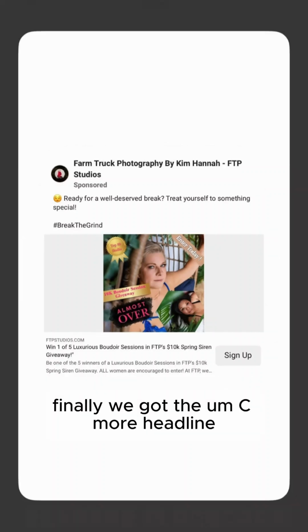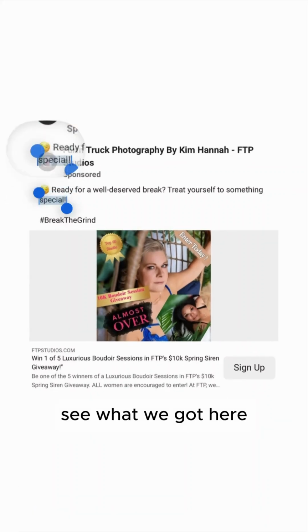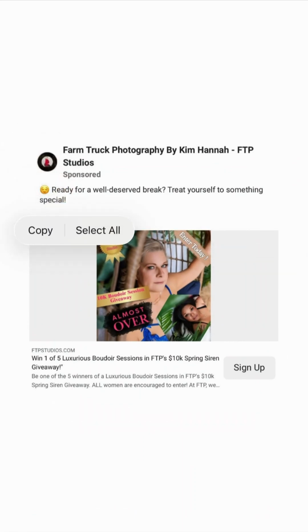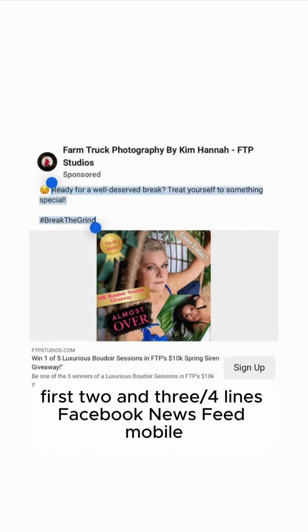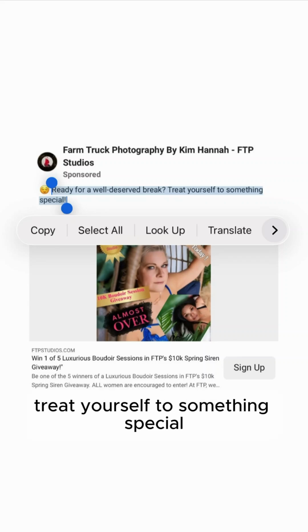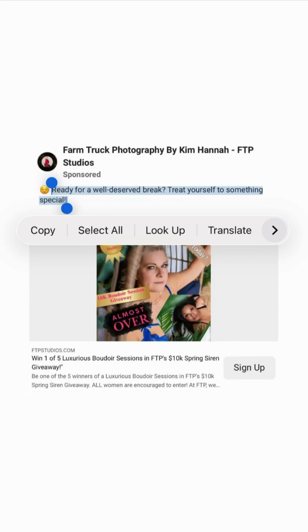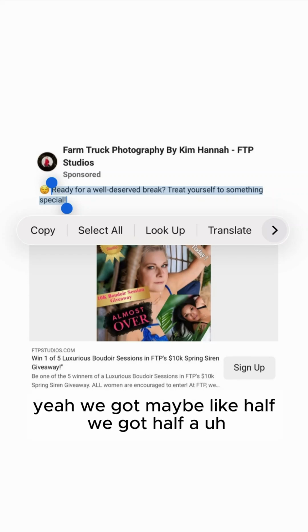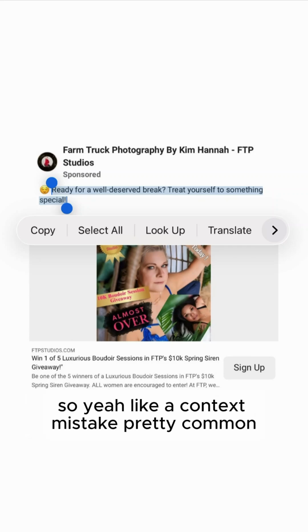Finally, we got the see more headline. Let's see what we got here. First 2 and 3/4 lines, Facebook newsfeed mobile. We got: Ready for a well-deserved break? Treat yourself to something special. All right, so we got maybe half a context point here. So, lack of context mistake, pretty common.